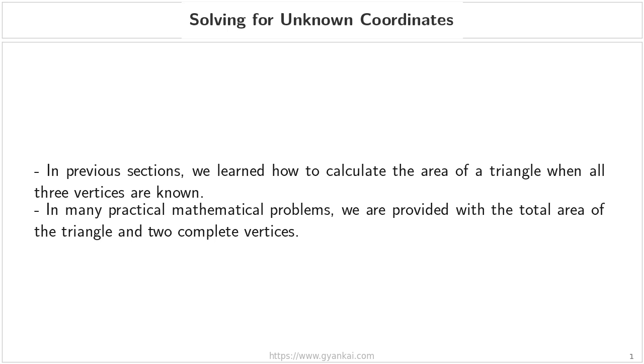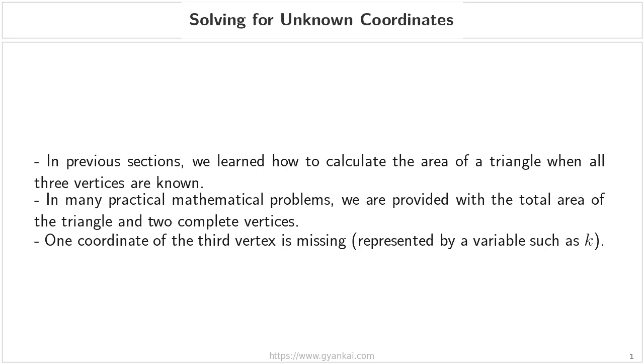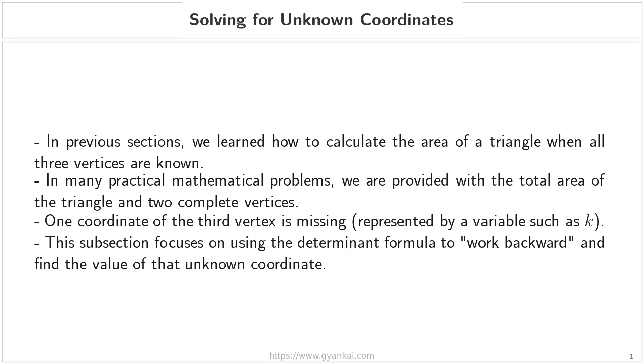Instead, you might be provided with the total area of the triangle and the full coordinates for only two of the vertices. This leaves us with a missing piece of the puzzle. One coordinate of that third vertex is unknown, and we usually represent this missing value with a variable, such as k. So, the focus of this specific subsection is to teach you how to use the determinant formula to work backward. Instead of starting with coordinates to find the area, we will start with the area to find the value of that unknown coordinate. In the next slide, I will show you the conceptual approach and the specific algebraic setup we'll use to achieve this.